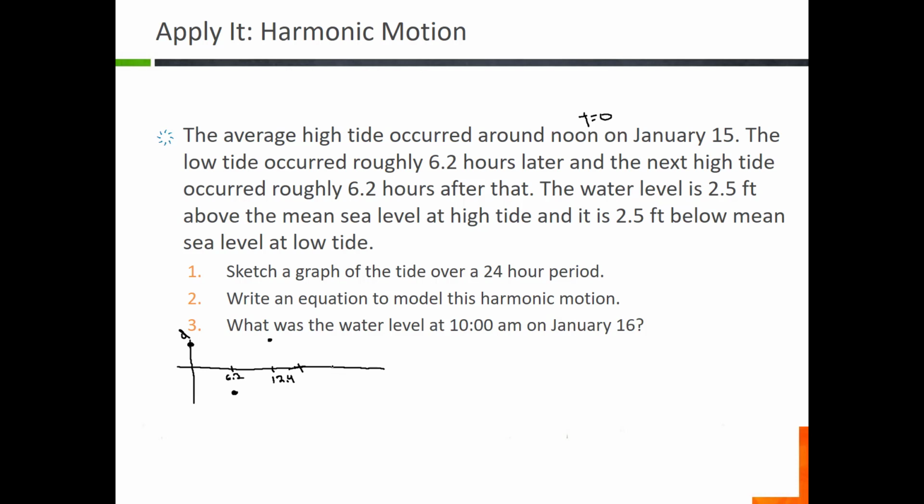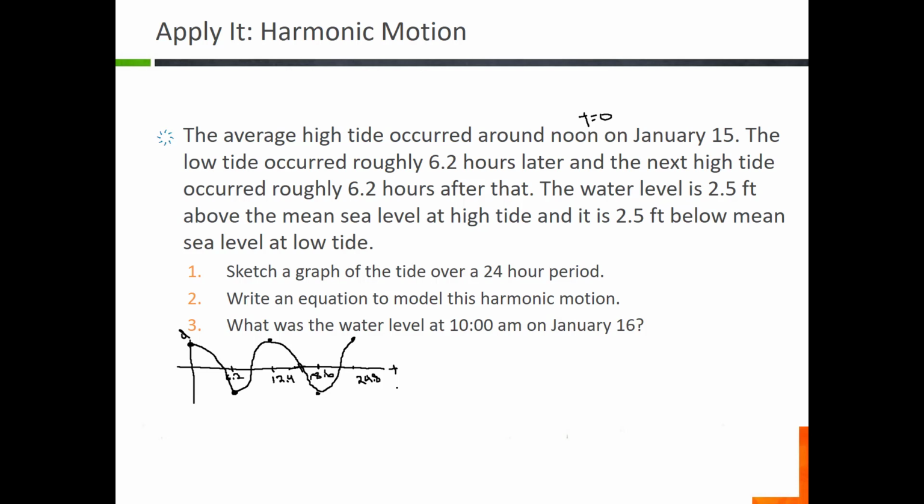If we were to continue this pattern, we would have another minimum after another 6.2 hours, so that would be 18.6 hours, and then we'd hit another maximum after another 6.2 hours, and so that would be about 24.8 hours. And so our graph starts at the maximum, goes down to the minimum, back up to the maximum, down to the minimum, and then it ends about on a maximum. Okay, so that's what our graph would look like.